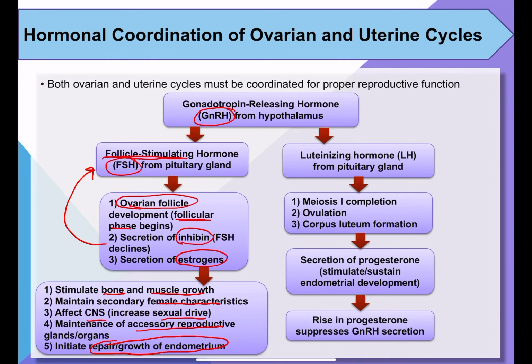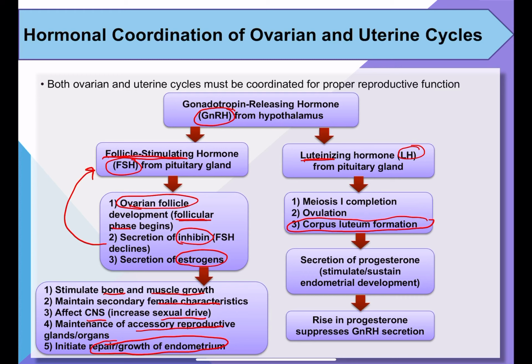Now, the second hormone that's stimulated by the gonadotropin releasing hormone is that the pituitary gland will release luteinizing hormone. Okay, again, luteinizing is kind of a name, I would think, because it coincides with corpus luteum formation. Okay, which when does corpus luteum form? During the ovarian cycle, it forms during luteal phase.